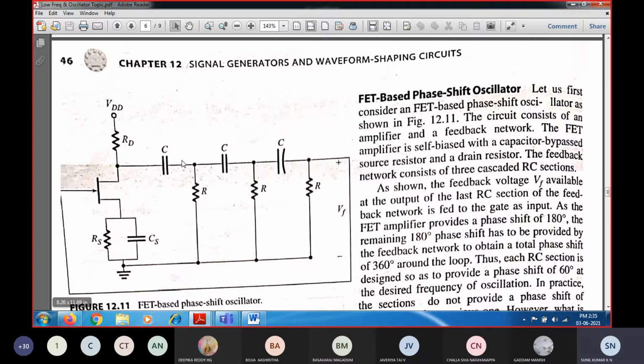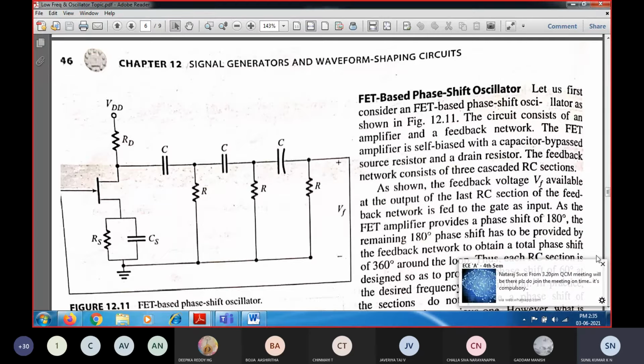In order to get the total overall phase shift, this feedback network should also give a total phase shift of 180 degrees. From network theory, we have seen that whenever a signal is passed through an R and C section or C and R section, it is going to provide a 60-degree phase shift. Here you are going to have three R and C sections, so each will have a 60-degree phase shift.